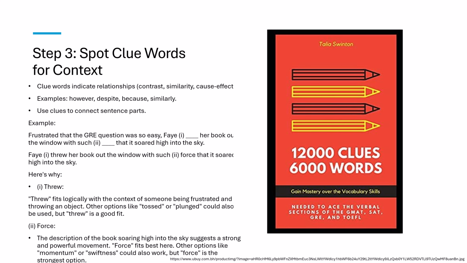Clue words are your best friends in test completion. They signal how different parts of the sentence relate: contrast, similarity, or cause and effect. For example, however or despite signals a shift or contradiction, while because or therefore shows cause and effect. Spotting these clues is like finding road signs that guide you to the right answer. The better you get at identifying them, the easier it is to select the correct words for the blanks.